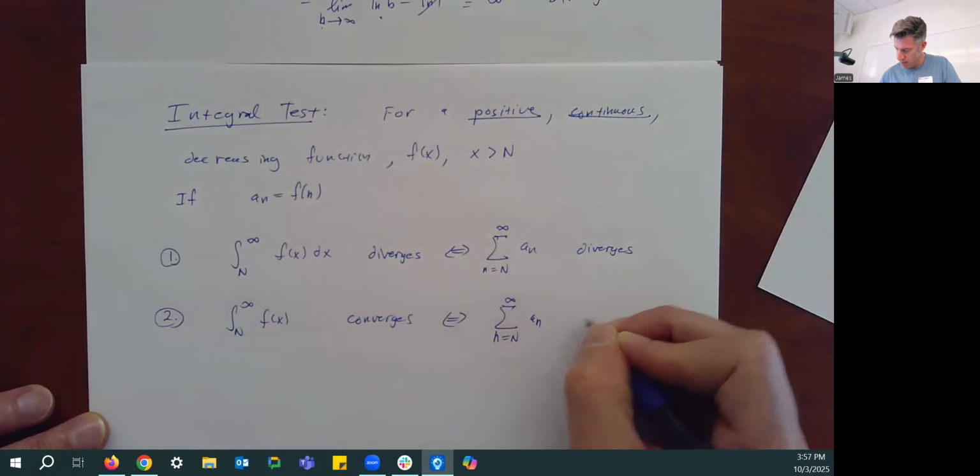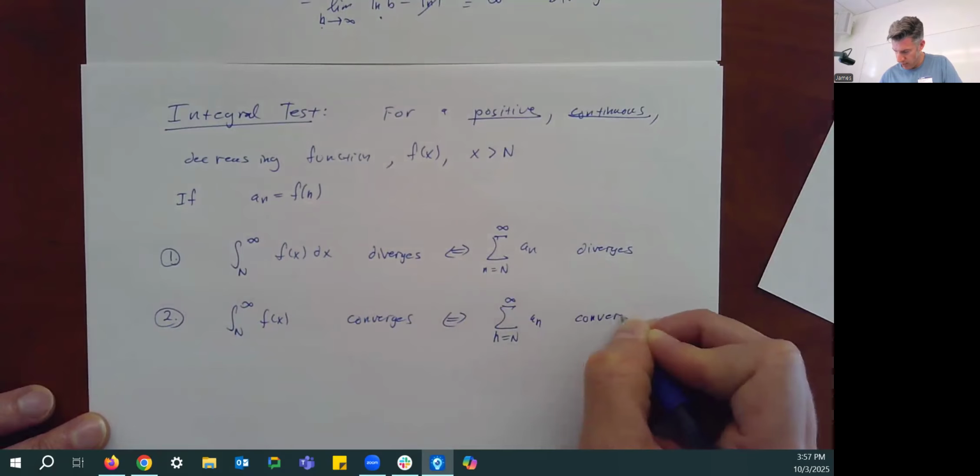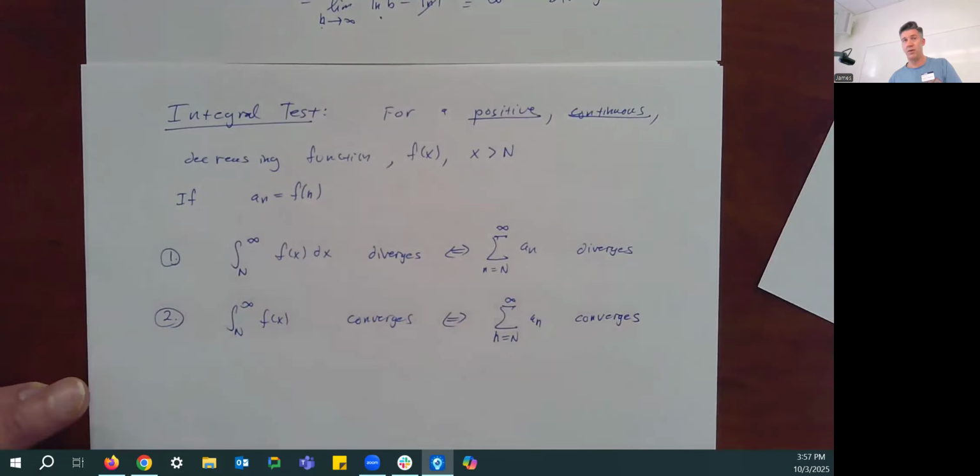Or as I like to say, the integral and the corresponding series must exhibit the same behavior. They both converge or they both diverge. They do not get to do different things. They're like twins whose parents dress them up the same. They have to do the same thing. No choice.